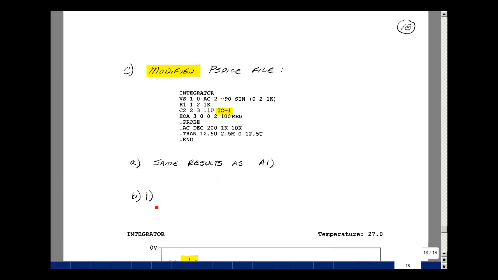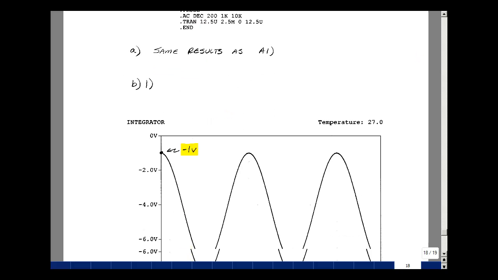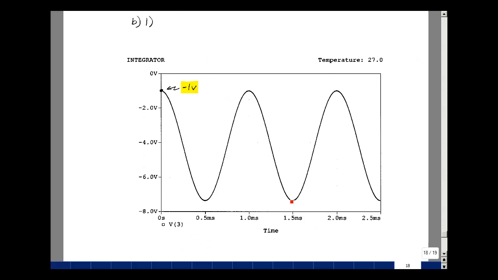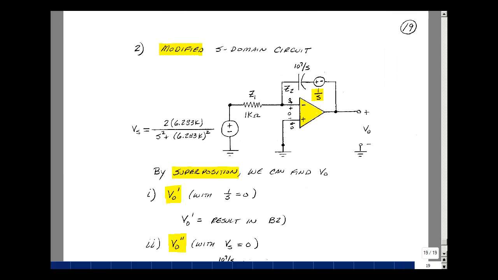But for part B, we do get a little different result. This is the transient analysis. So we get the same AC part again, but we're offset by minus 1 volt. Let's figure out why that's happening. Our Laplace analysis technique will predict a complete response, so we can use this technique to explain what's happened in the last step of our simulation.